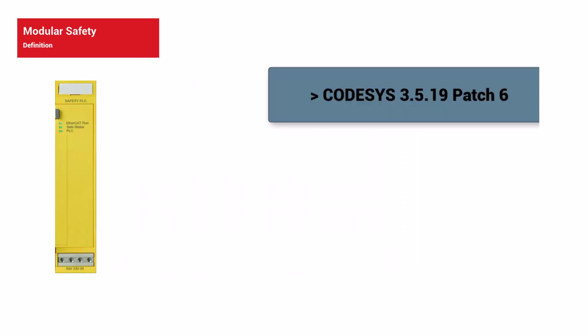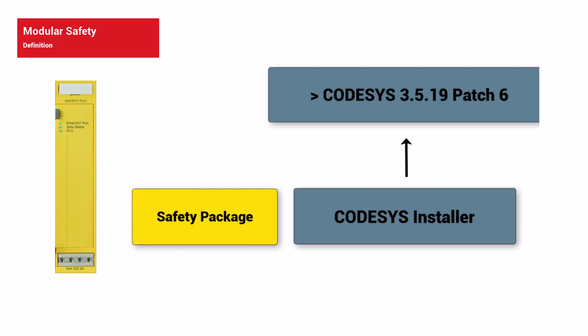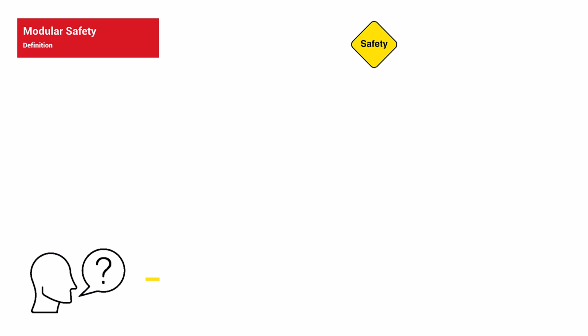Since CODESYS 3.5.19 patch 6, this has fortunately changed. From this version onwards, safety is independent of the CODESYS version and can be installed in any version via the CODESYS installer. This is exactly what the term modular safety describes. As always, there are a few stumbling blocks on the way to your first safety project, but I will of course point these out to you in this tutorial and show you how to avoid them.